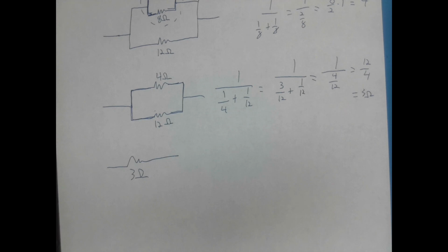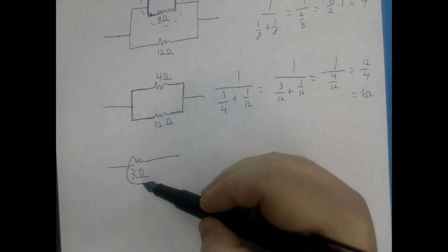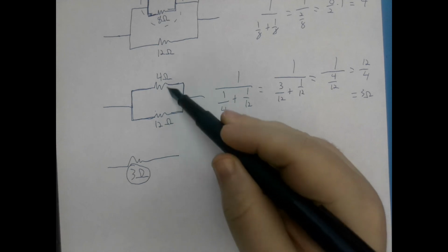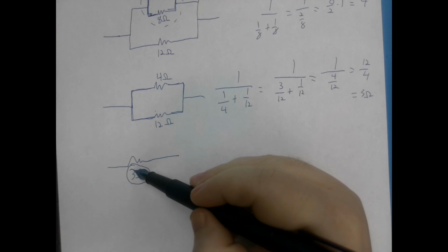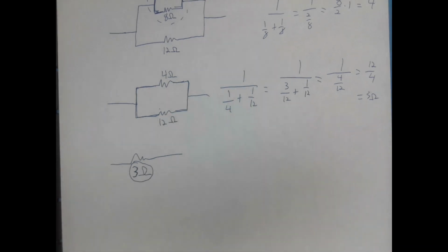Another good indication, whenever you do something in parallel, the total resistance is going to be less than either of the resistors. So if it's in parallel, the total resistance will be less than either of the two resistors. 3 is less than 4, and 3 is less than 12. So make sure you know how to do combination circuits. There's 4 of them on the test.